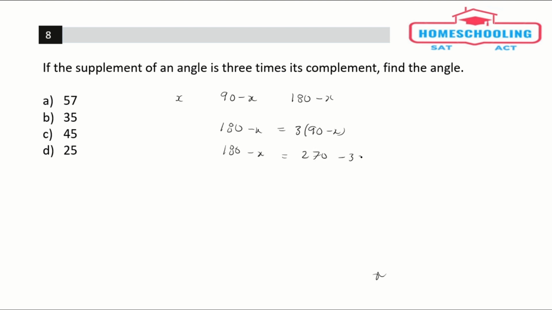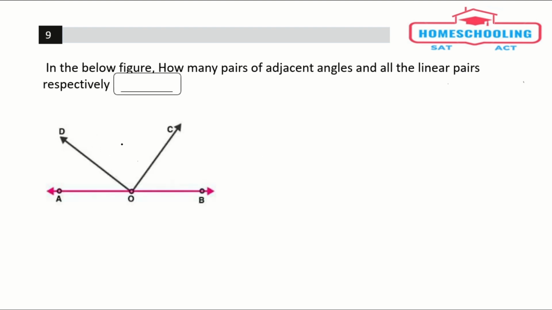270 minus 3x. So if we take 3x, it will be 3x minus x is equal to 270 minus 180 degree. So 2x is equal to 270 minus 180, that would be 90 degree. So x would be 90 by 2, that is 45 degrees. So your answer would be 45. Now let's move to the next question.